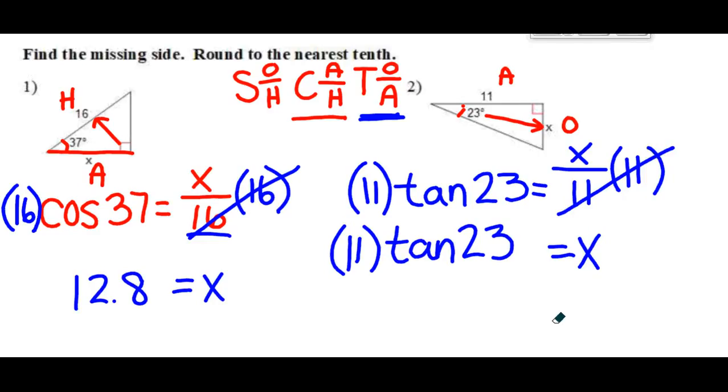So going back to our work, we will write our answer, x is equal to 4.7. And there you have it.